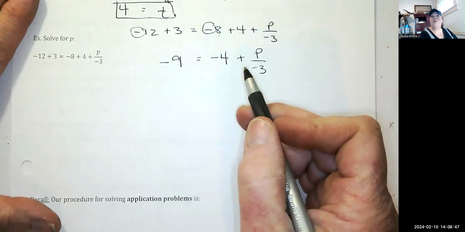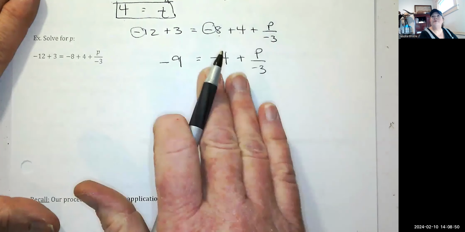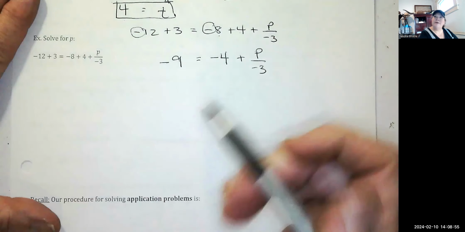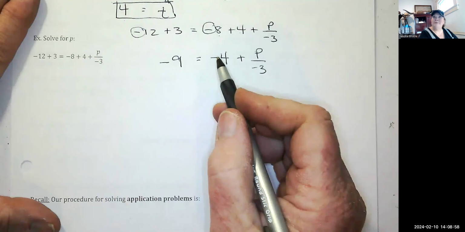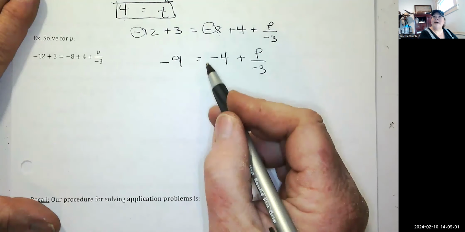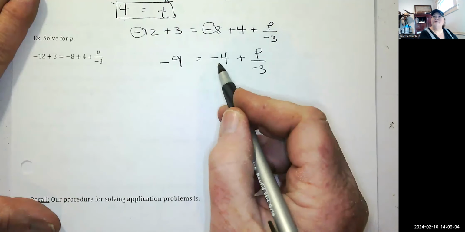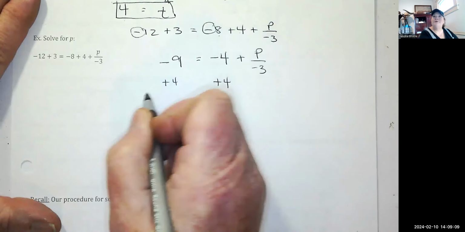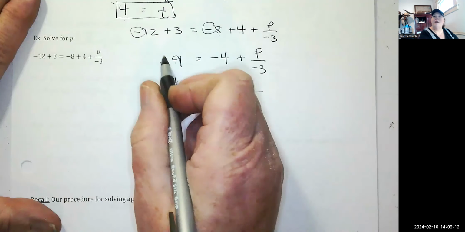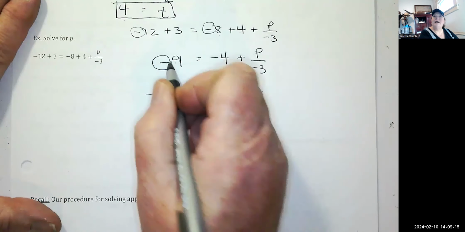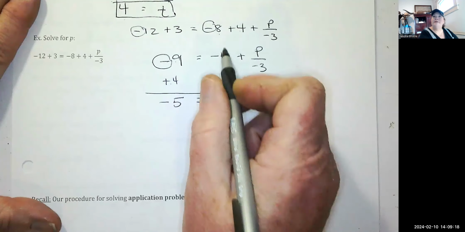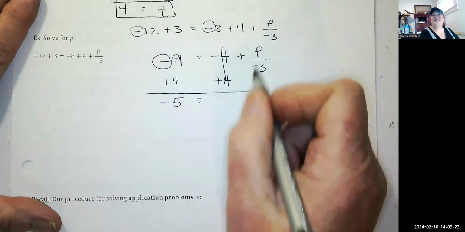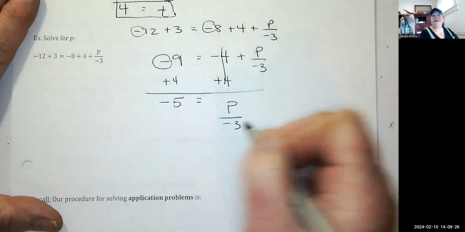All right, so now we're going to start thinking about who's attached to P and how, the undoing process. We've got this negative 4 attached here. The opposite of subtraction would be a positive 4. So we're going to add 4 to both sides. Negative 9 and 4 have different signs, so we have to subtract them and take the sign of the larger number. 4 minus 4 is 0, and then 0. And then we just bring down our P divided by negative 3.